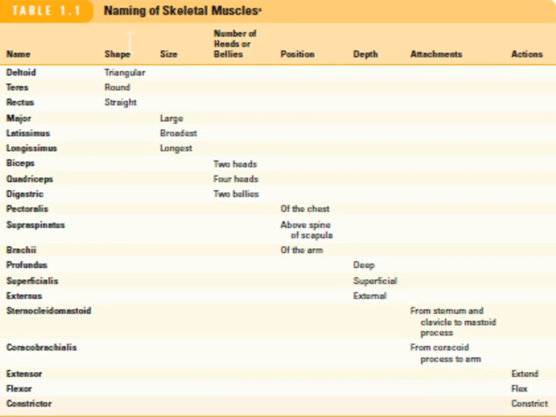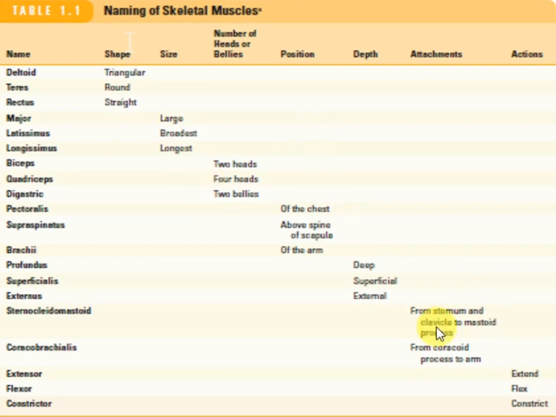So steno, cleido comes from the clavicle, then it reaches the mastoid process of the temporal bone. So you see the sternocleidomastoid muscle. We just added the word muscle at the end, but the full name of the muscle comes from its attachments.